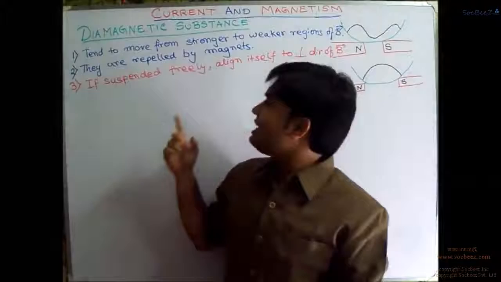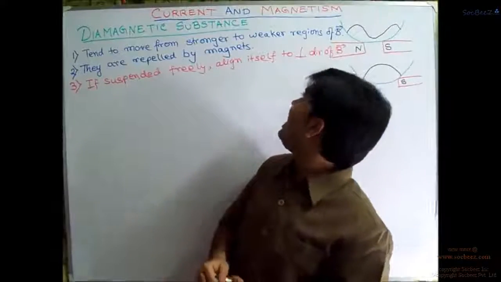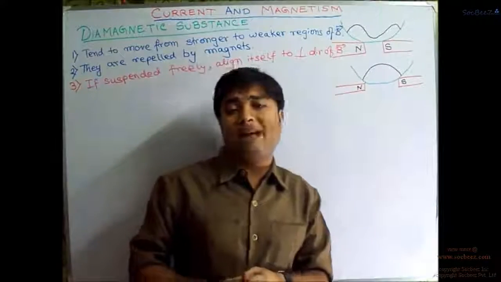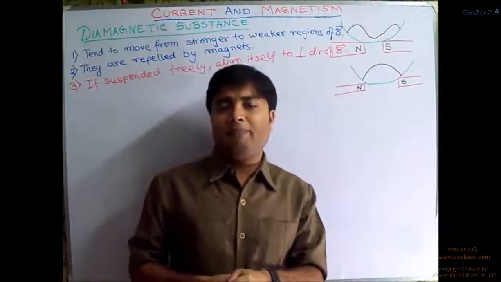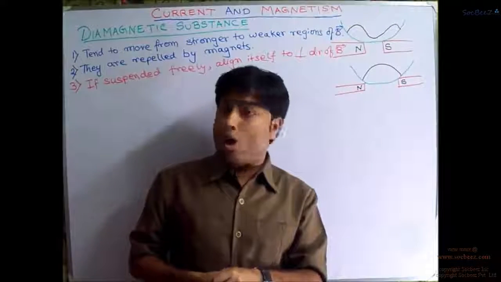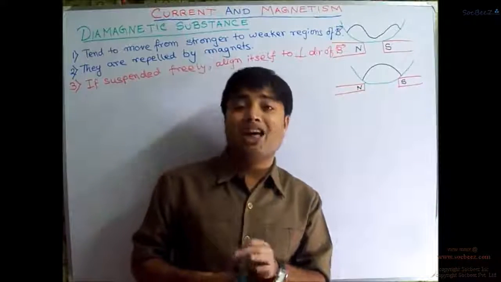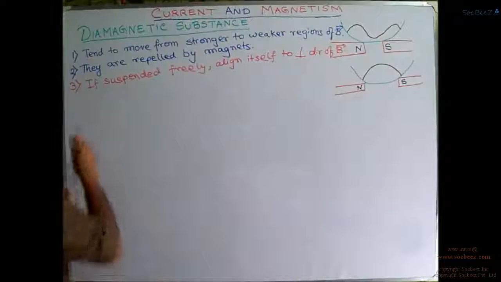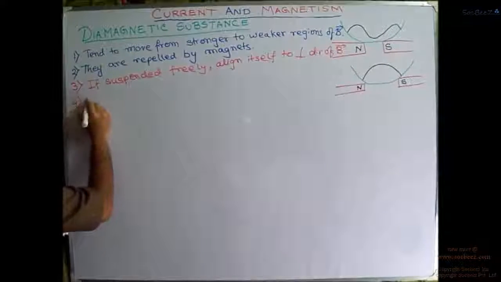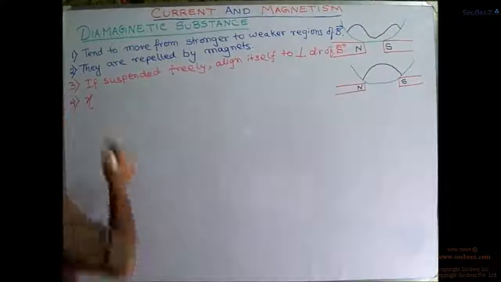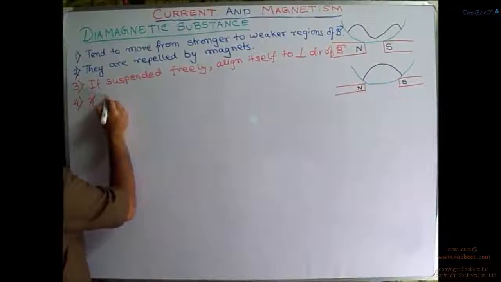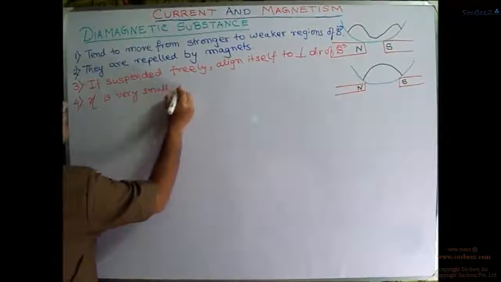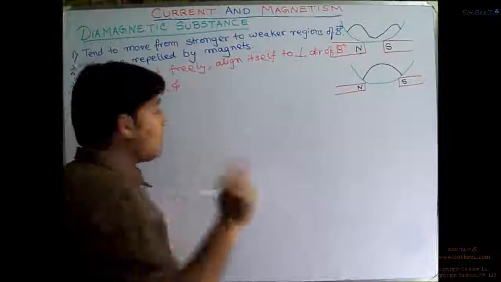Now, as we can see, if they are suspended freely, they align themselves in the direction perpendicular to the direction of the magnetic field. Hence, we can say that the susceptibility of these diamagnetic substances is actually very small. So we can write that the susceptibility is very small and of course negative.